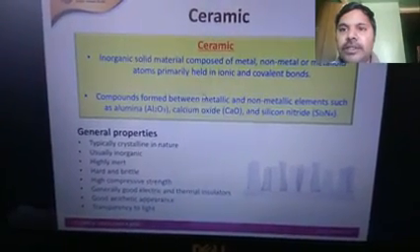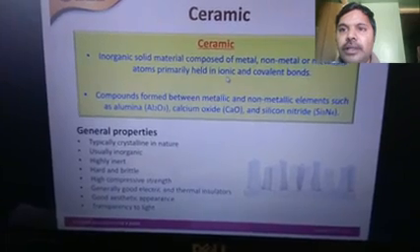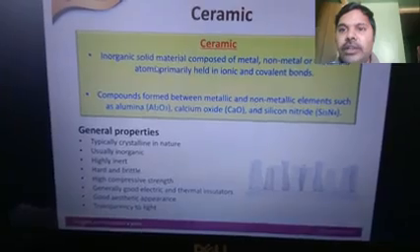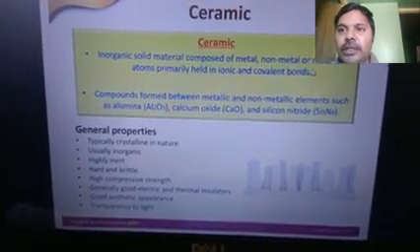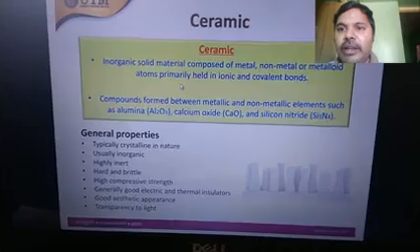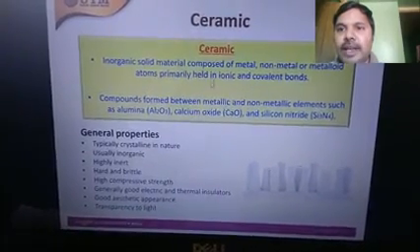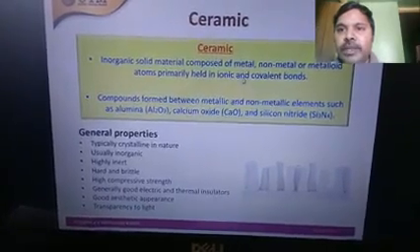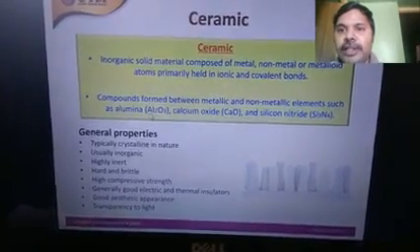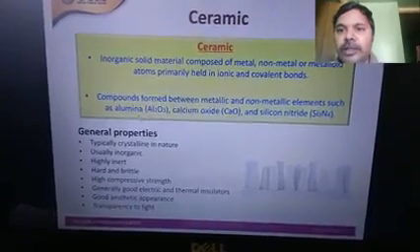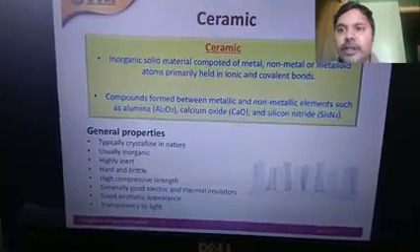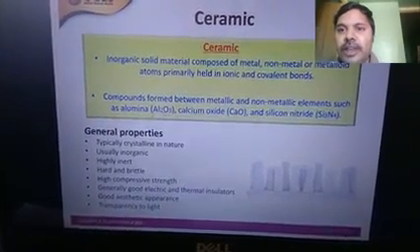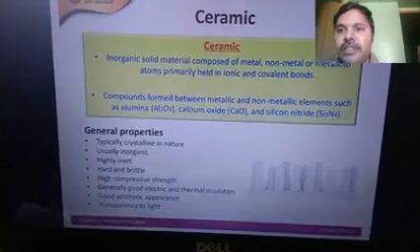The next slide explains the definition of ceramics. It is an inorganic solid material composed of metal or non-metal or metalloid atoms primarily held in ionic and covalent bonds. So if you see a ceramic, generally the bonding is ionic and covalent bonds. It is made up of a metal or non-metal. So here an example is given for a ceramic material: aluminum oxide or calcium oxide, silicon nitride. So if you see, aluminum is a metal and oxygen is a non-metal, so it forms a ceramic material. For example, another example is calcium oxide.